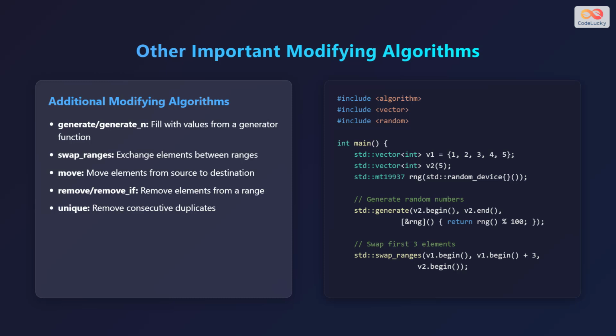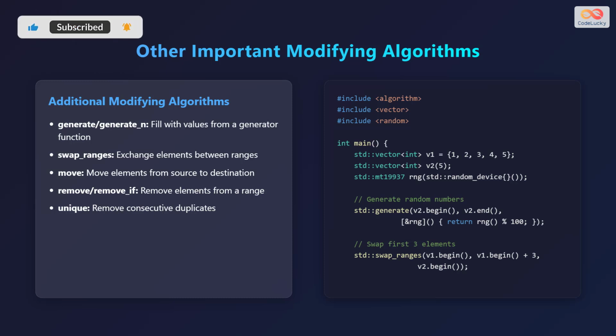First, we include the necessary headers, which are algorithm, vector, and random. Inside the main function, we create a vector of integers named vector1 and initialize it with some values. Then we create another vector of integers named vector2 with size 5. And we create a Mersenne twister pseudorandom generator with a 32-bit word size engine named rng. Next, we use the generate algorithm to generate random numbers and fill the vector2 with these numbers.